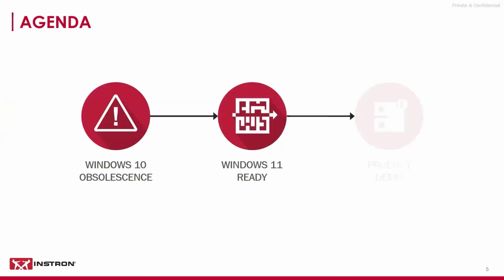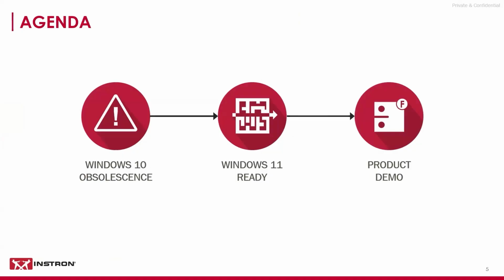So, simple agenda for today in 3 steps mainly. First of all, I'll take everybody through what Windows 10 end of support obsolescence means. Then I'll be talking about how you can make your systems Windows 11 ready and the process behind that. And then for the centerpiece of our session today, we'll have a live demonstration of Bluehill Fracture on an 8801 system here today.